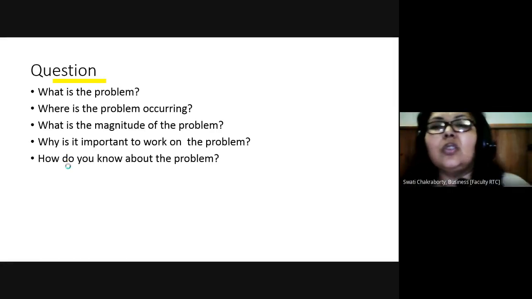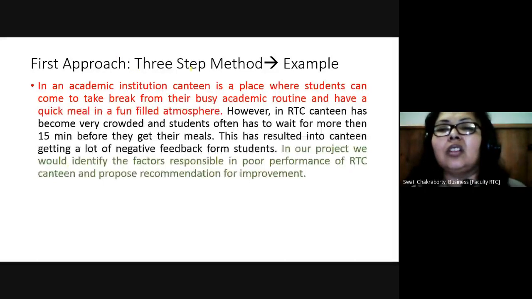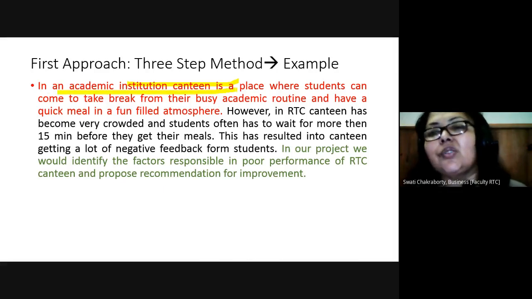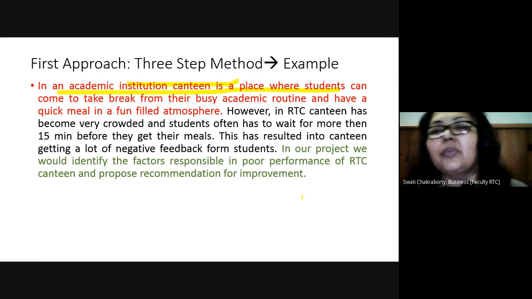Okay, so let's take an example, the same example that you were working on with the canteen in the academic institution, RTC, where we were talking. So the first method, which is the 3-step method. First stage is the ideal situation. In an academic institution, the canteen is a place where students can come to take a break from the busy academic routine and have a quick meal in a fun-filled atmosphere.